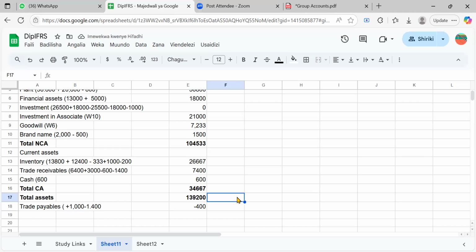Or shouldn't we put it here? Maybe we could even put it there. This one plus this one. We have a total figure there too.